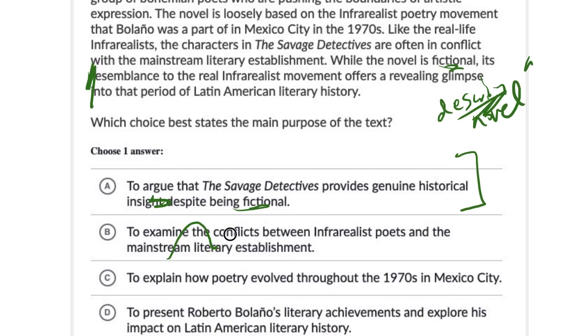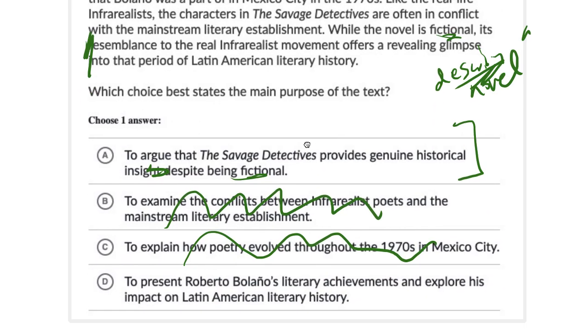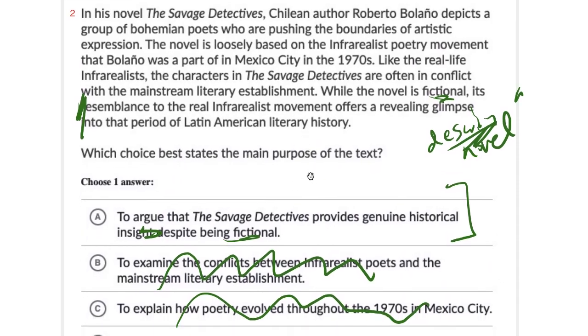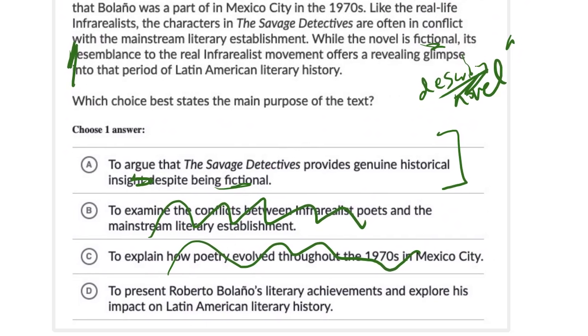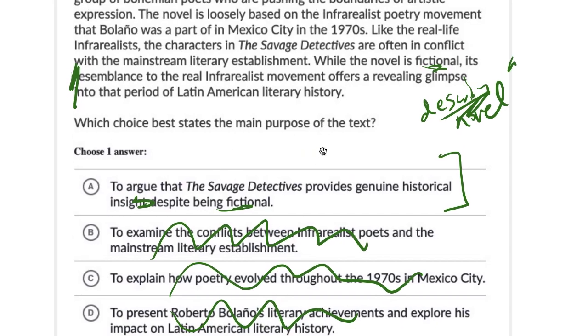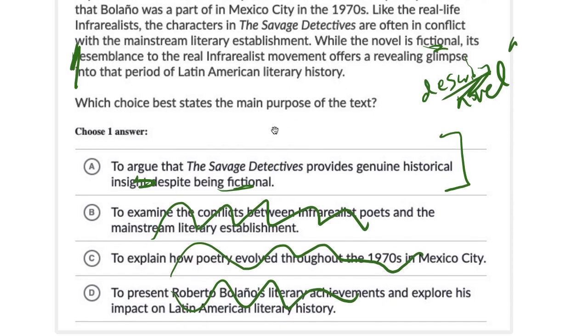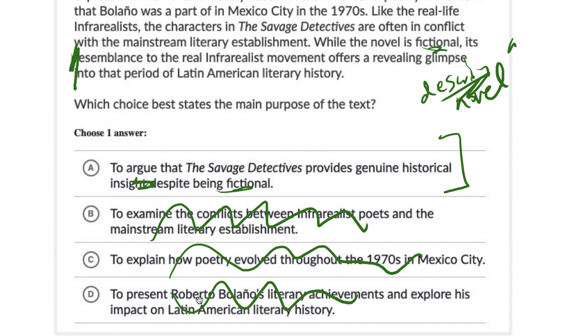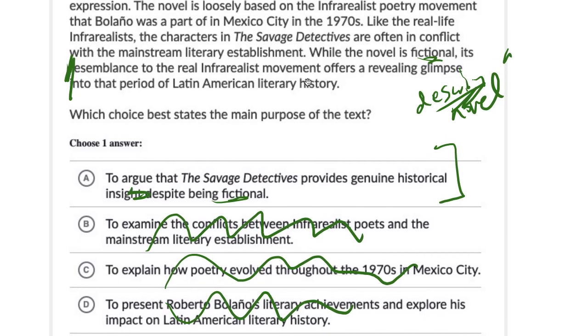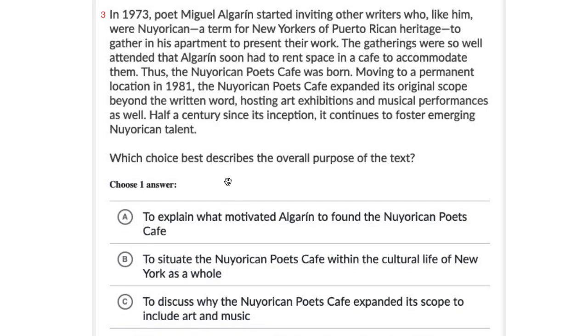No, it's not examining the conflicts. It mentions in passing that these two things exist, but that's as far as it goes. It's not explaining how poetry evolved. D might be tempting if one were to just casually read the passage, but it's not really talking about his literary achievements in general. It's talking about this one book and its impact, or not even its impact. The fact that it portrays that period. So it probably did have an impact, or maybe it did, but it's not saying here that it did. It's saying that it is documenting previous history.